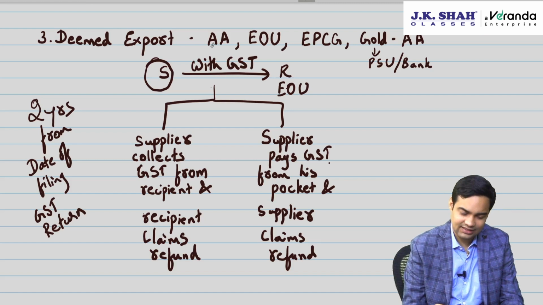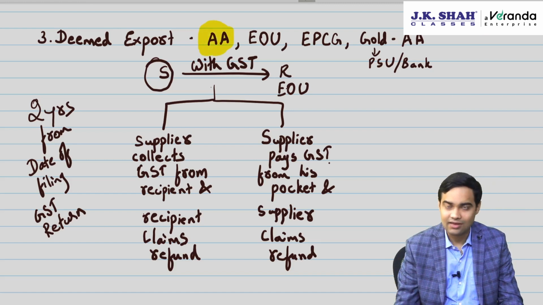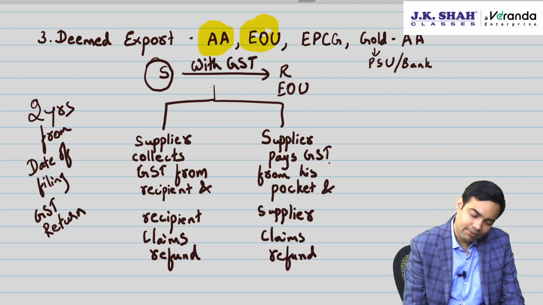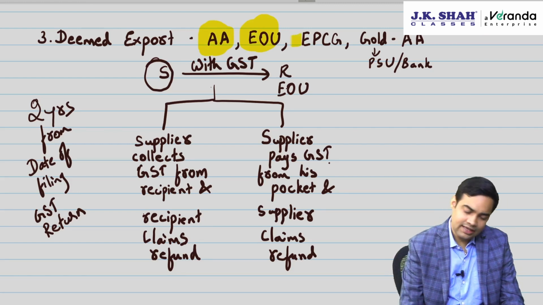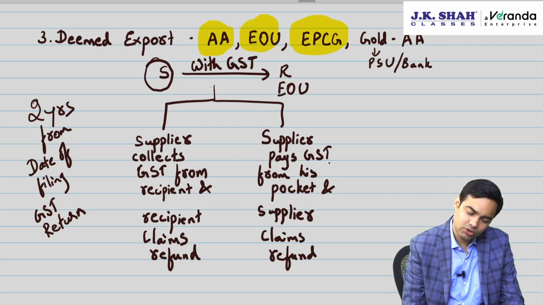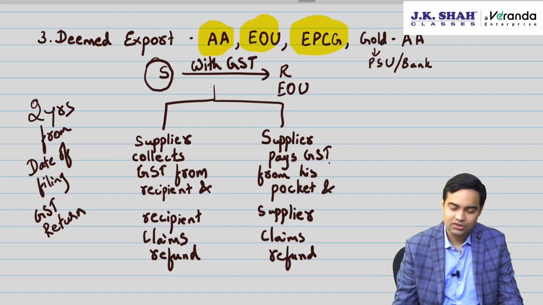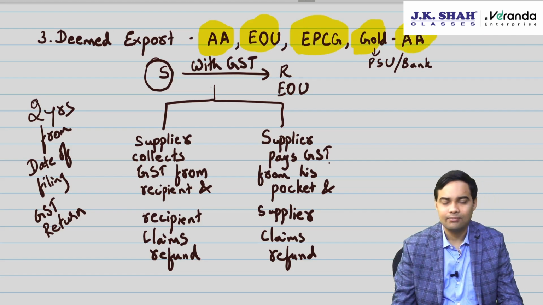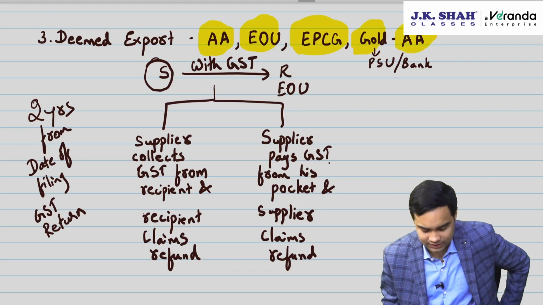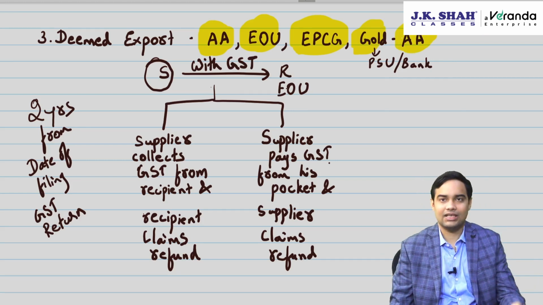Four transactions are supply to a person having advance authorization, FTP advance authorization; supply to an EOU because EOU is involved in exports; supply to EPCG, export promotion capital goods scheme, because an EPCG person is also engaged in exports; and supply of gold by PSU or bank against advance authorization because they are permitted to sell gold against advance authorization. So in these four transactions it is regarded as a deemed export.